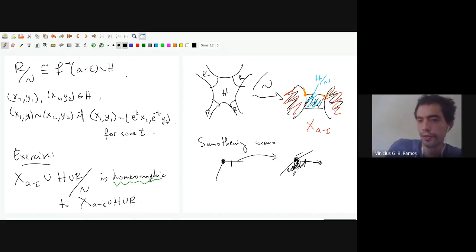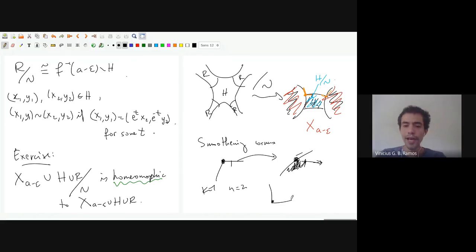I don't want to get into it very much, but if you are just in this dimension, in the case k equals 1 and n equals 2, really what you have is, instead of looking at all the charts of this, you look at all the charts that take the corner point to something like this, and you compose with a homeomorphism that kind of opens it up. And these are the new charts. So this procedure smoothens corners of this manifold with corners.